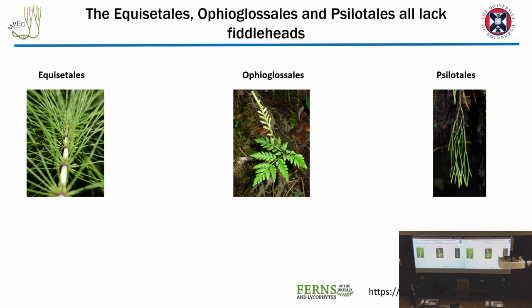What was interesting about all 3 of these is that from his examination, we found no evidence of fiddleheads forming in any of these groups, which is really quite interesting. Going into this, I'd always assumed that fiddleheads were largely ubiquitous across all major groups of ferns. But no, there were these 3 groups where there was no evidence of them.